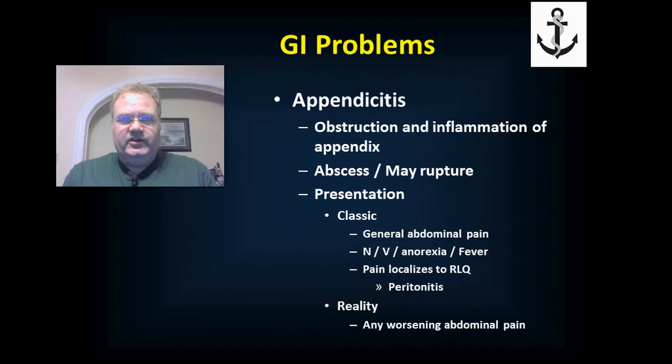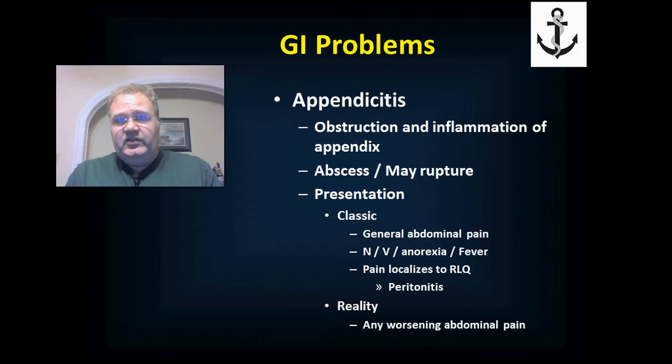So the classic presentation is someone who has sort of this general abdominal pain around the belly button, and then as the disease progresses, they start to get nausea and vomiting, and they get a fever, and they have anorexia or a loss of appetite. And then as the appendix gets inflamed enough to start rubbing on the peritoneum, the lining of the abdominal cavity, they get localized signs in the right lower quadrant, and that's peritonitis.